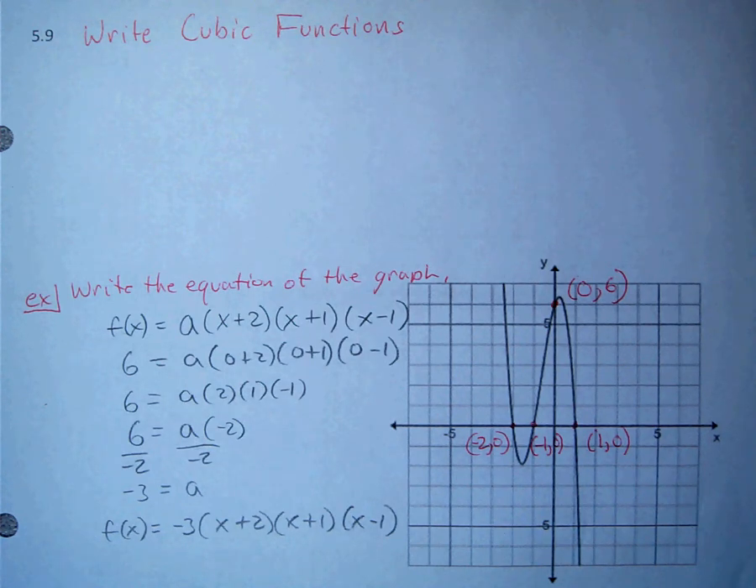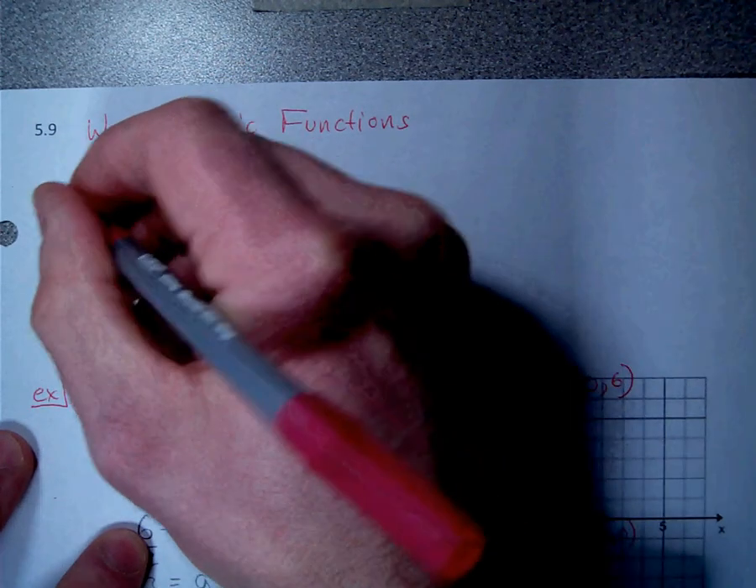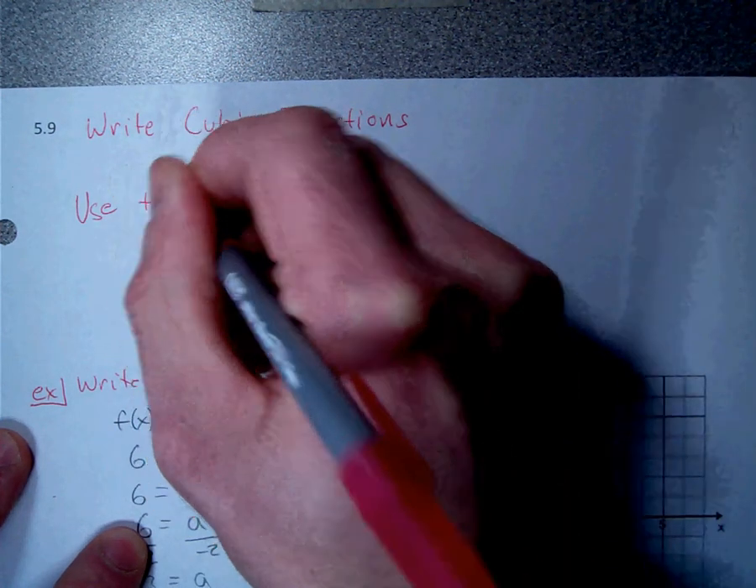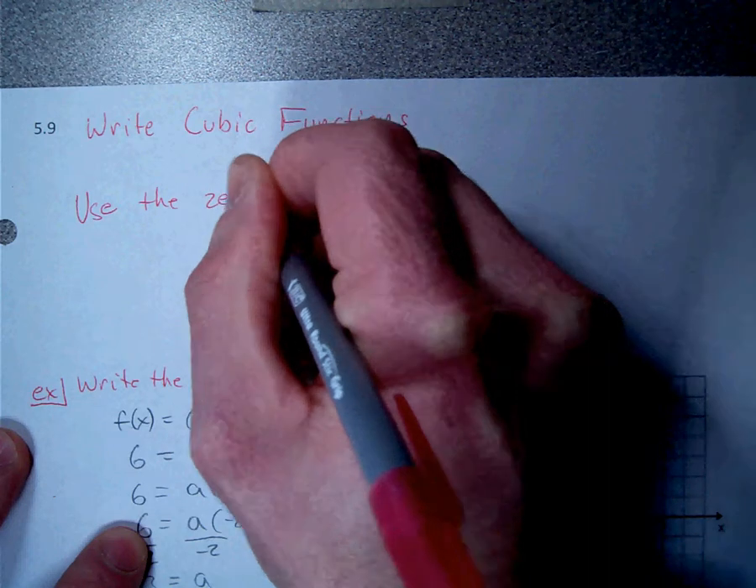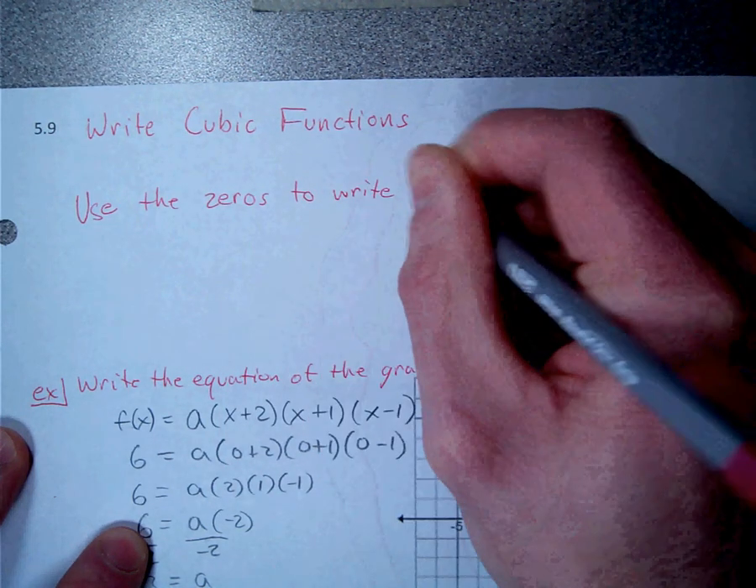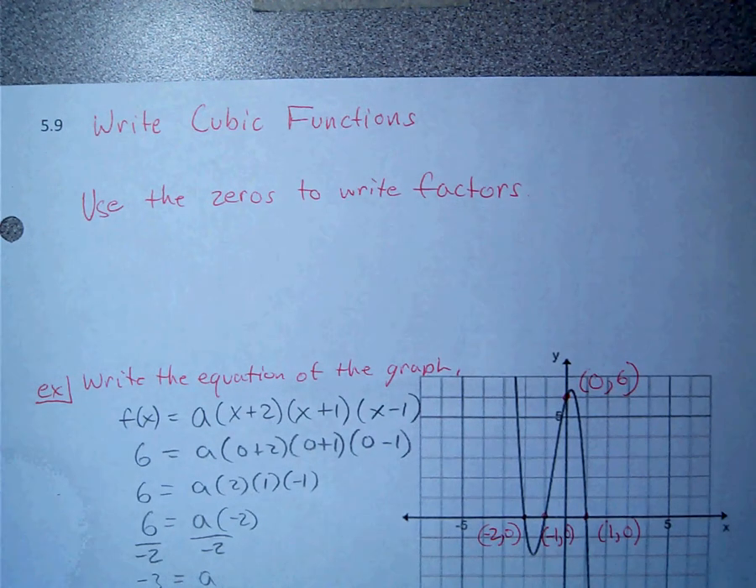All right, so let's kind of summarize what we're doing here, okay? Up here at the top, use the zeros to write factors. That was the first step we did. We took the zeros we were given from the graph, we wrote them as factors.